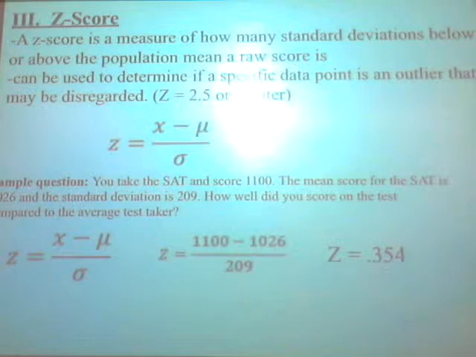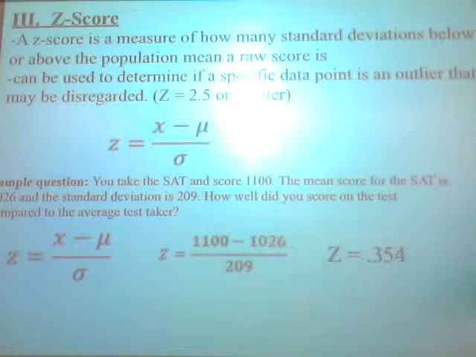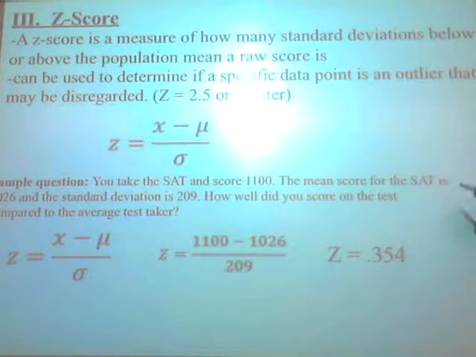Okay? You get 0.354. This tells me that you are 0.35 standard deviations away from the mean. And in which direction? Higher than the mean, right? So you did better than that. But that's not a very useful number. So what does that mean?